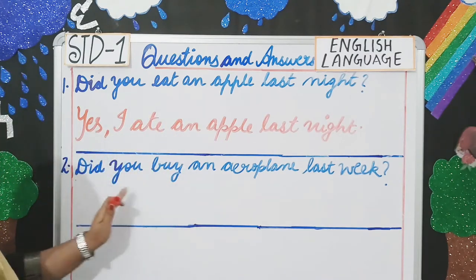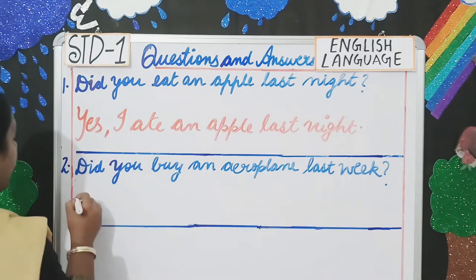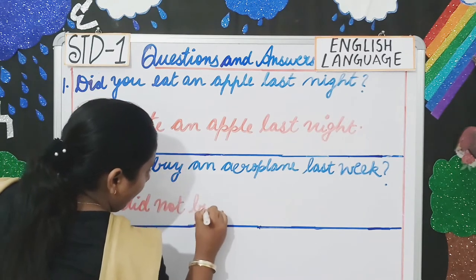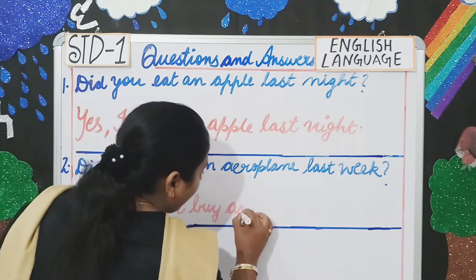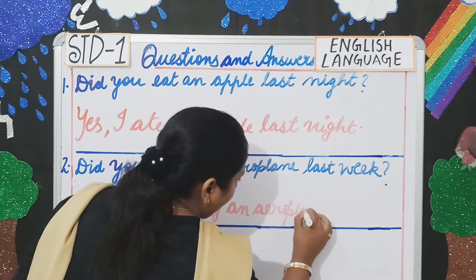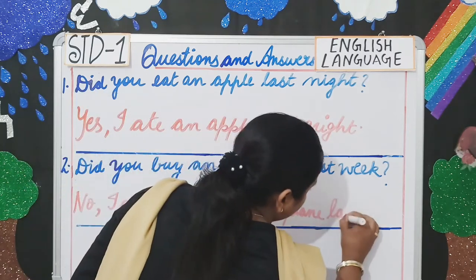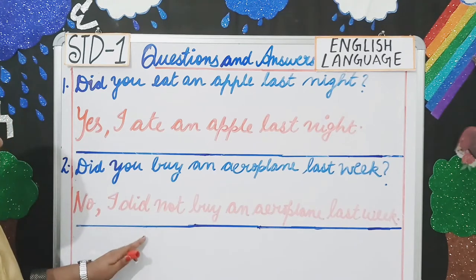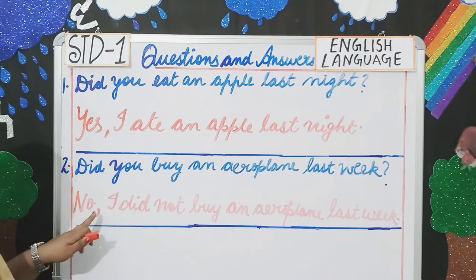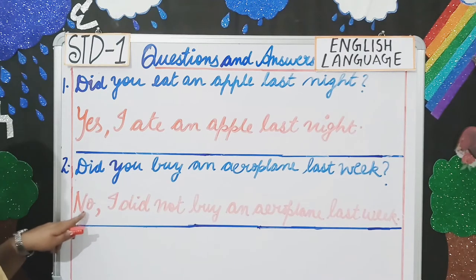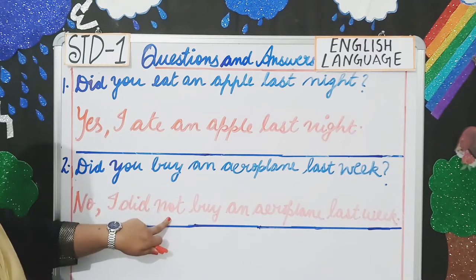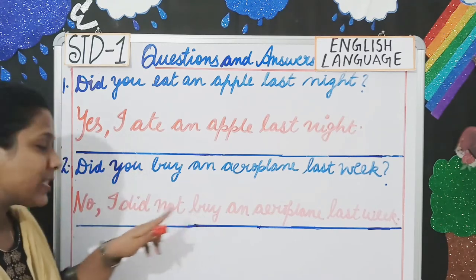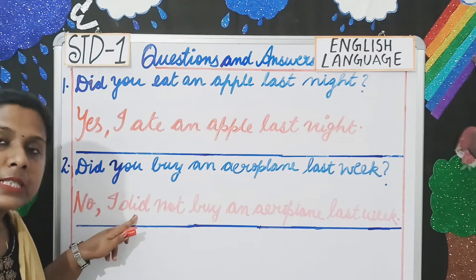Clear? Next. Did you buy an aeroplane last week? You will write no, I did not buy an aeroplane last week. Now students, you must be wondering why in this answer buy has not changed. Because in this answer, you are writing with no. So when you are writing with no, you have to add did not. And when did comes in the answer, you don't have to change the verb into past tense, because did itself is a past verb. Clear students?